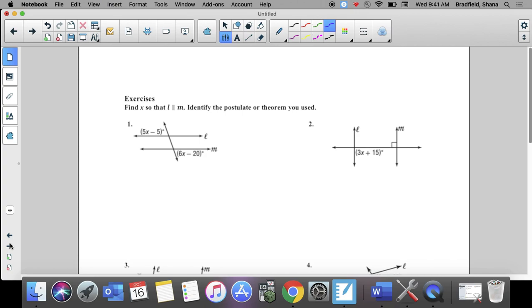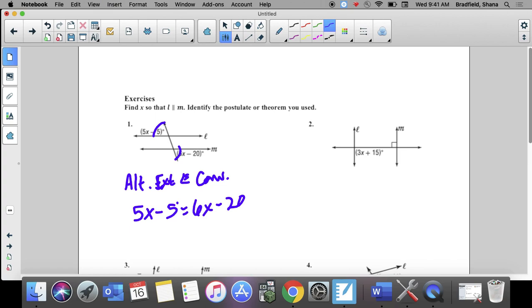In problem number 1, the angles that are represented here are alternate exterior angles, and we know that if alternate exterior angles are congruent, then L and M would have to be parallel. So I'm going to say that those guys are congruent to each other. That's the alternate exterior angles converse theorem. And that would make the two angles equal. So 5x minus 5 would have to equal 6x minus 20, and then we could solve for x.